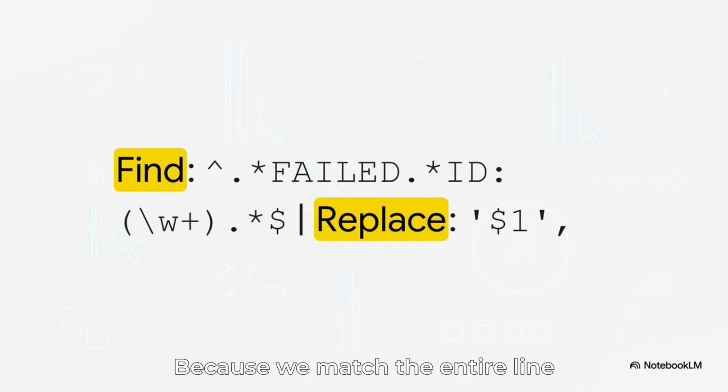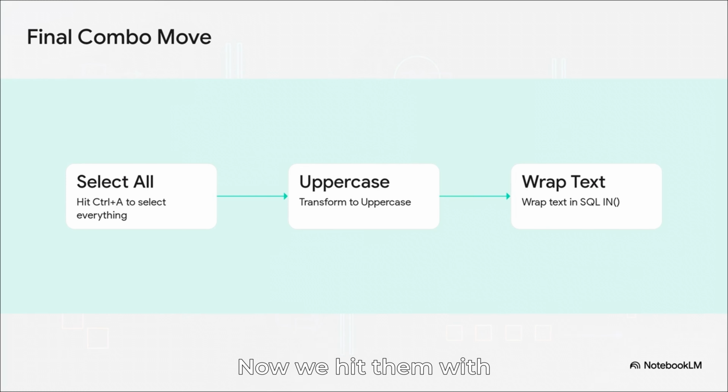Because we match the entire line, when we hit replace all with quote $1 quote, comma, the entire messy log line just evaporates. It leaves behind exactly what we captured, just the ID wrapped in quotes with a trailing comma. Now we hit them with the final combo move. Our IDs are extracted, but the casing is all mixed up.